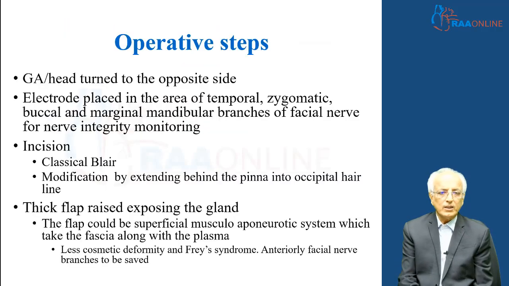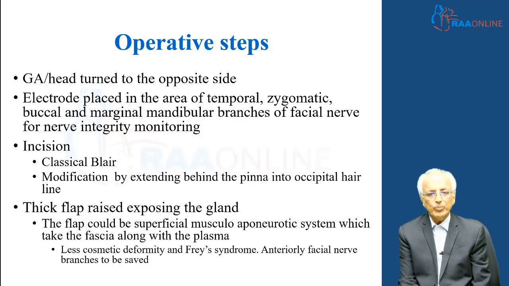Now coming to the steps of parotidectomy. Patient is given general anesthesia, head turned to the opposite side. Electrodes are placed in the area of temporal, zygomatic, buccal and marginal mandibular branch of the facial nerve for the nerve integrity monitoring during surgery.